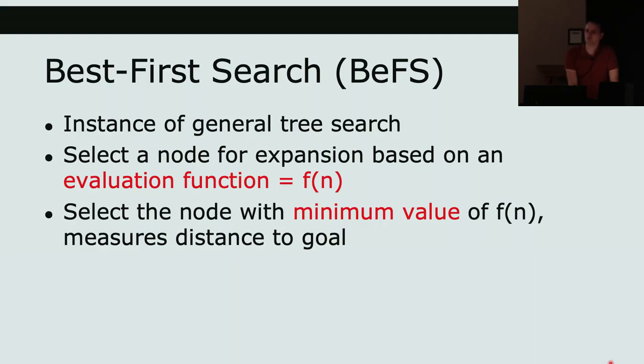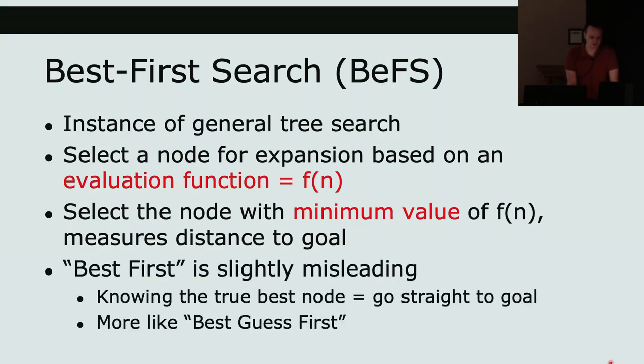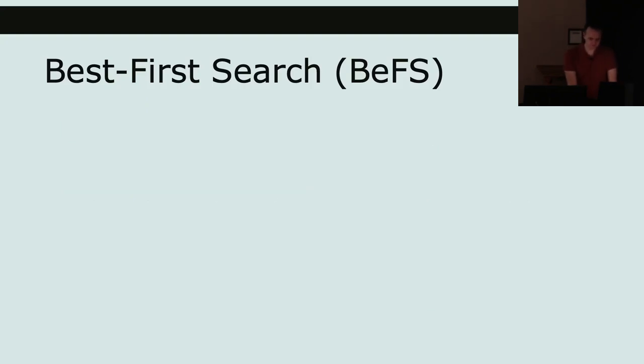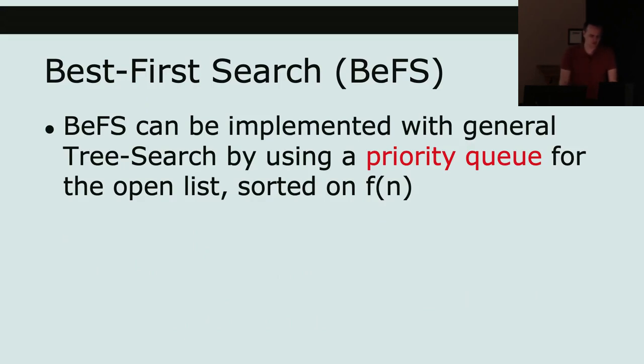And this is going to be some sort of measure of distance or a guess towards how close we are to the goal. And so best first is a little misleading, because if we knew the actual best node, then we could go straight to the goal. So it's more of a best guess first, right? We don't actually know which node we should go to next, so this is a best guess first.